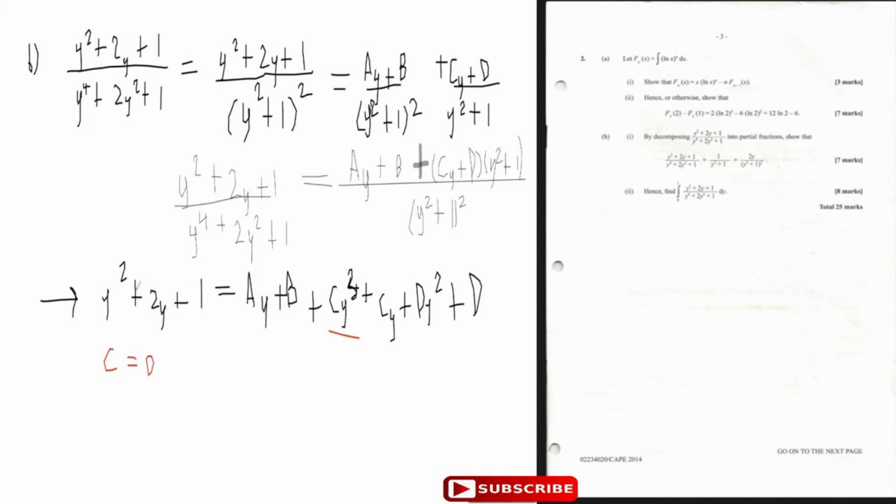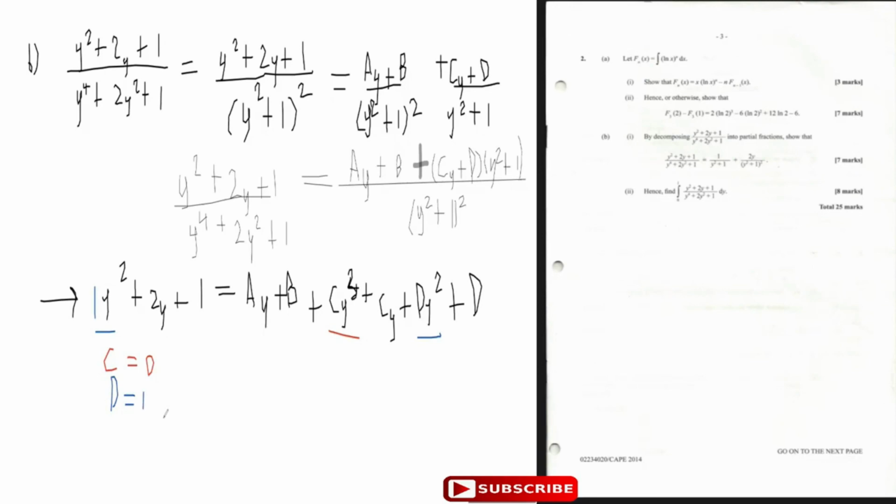And let's go to blue now. We have a y squared here, and we have dy squared here. And so the coefficient of this is 1, and so d must equal 1. D must equal 1.